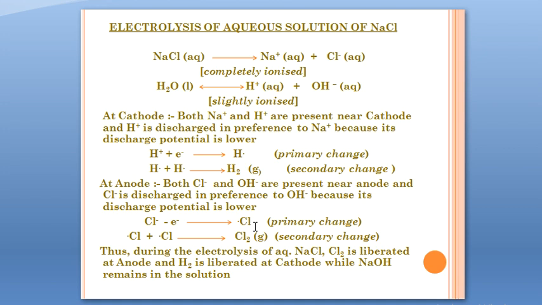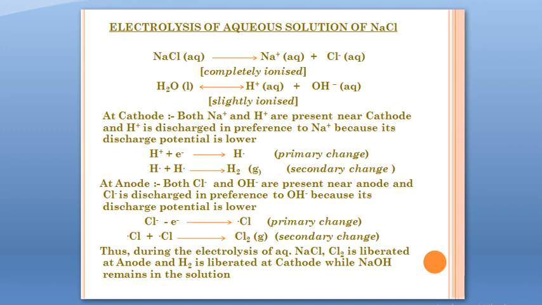Radical release नहीं होगा as a product because they are highly reactive. Two radicals combine together and give us a molecule of chlorine gas, which is a secondary change, right? Thus at anode oxidation takes place and we get chlorine as one of the products. So जब आप करोगे electrolysis of aqueous NaCl, chlorine gas is liberated at anode and hydrogen gas is liberated at cathode. बचा क्या? Sodium and OH. They exist as sodium hydroxide in the solution, right?